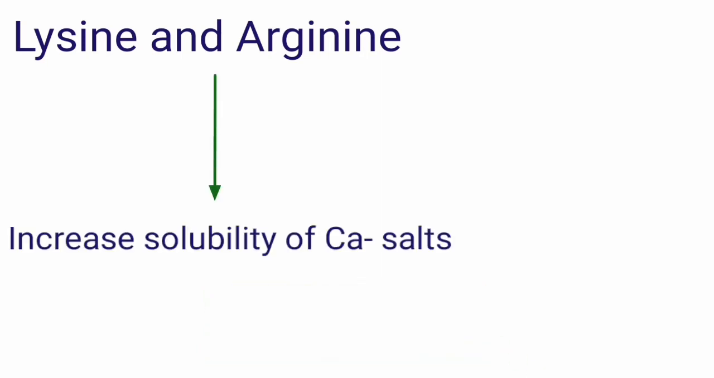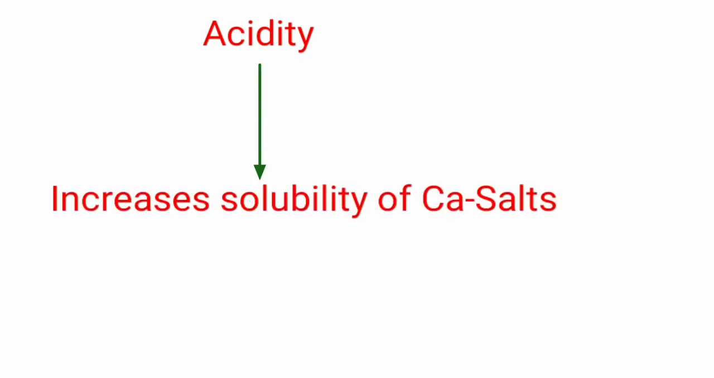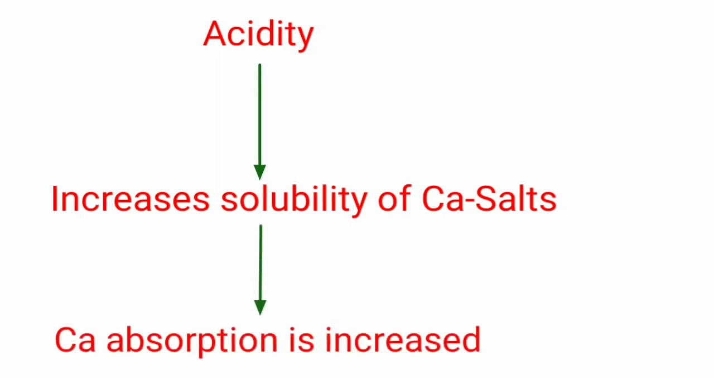Lysine and arginine, these two amino acids, increase the absorption of calcium because they increase the solubility of calcium salts. So when the solubility is increased, their absorption is also increased. Acidity favors the calcium absorption because the calcium salts, particularly phosphate and carbonates, calcium phosphate and calcium carbonate, are quite soluble in acidic solutions.